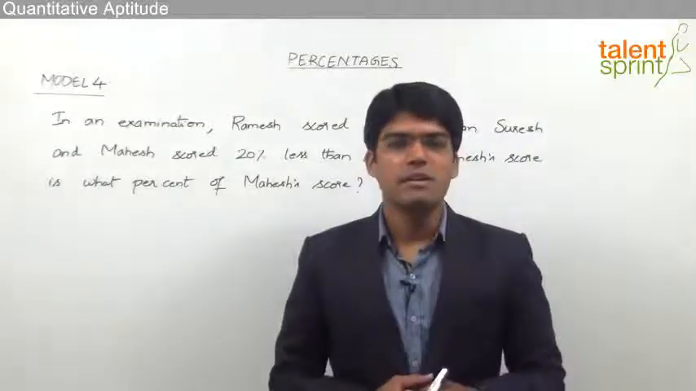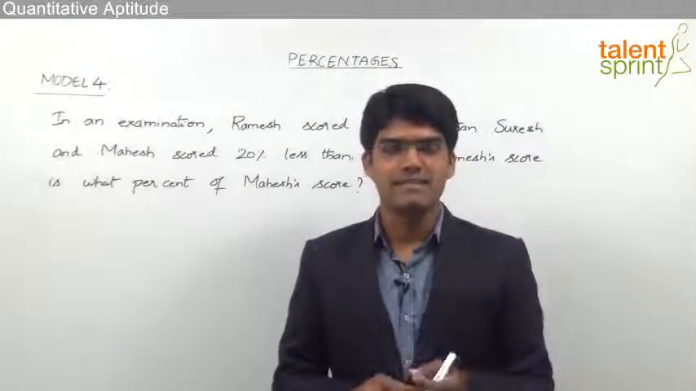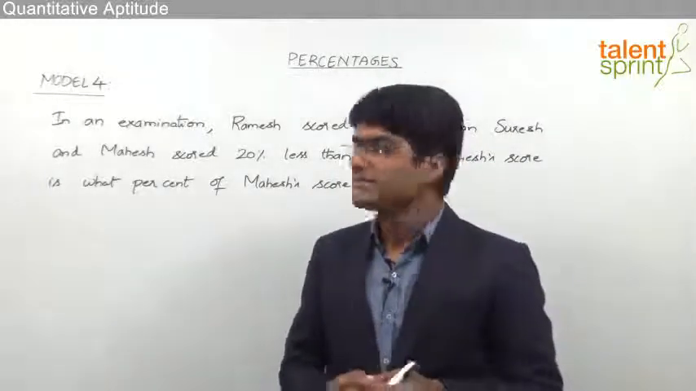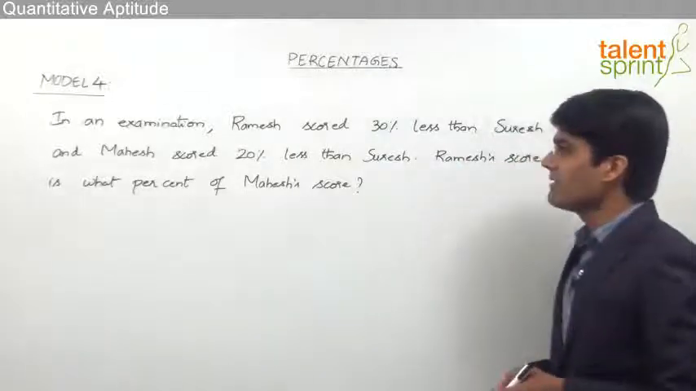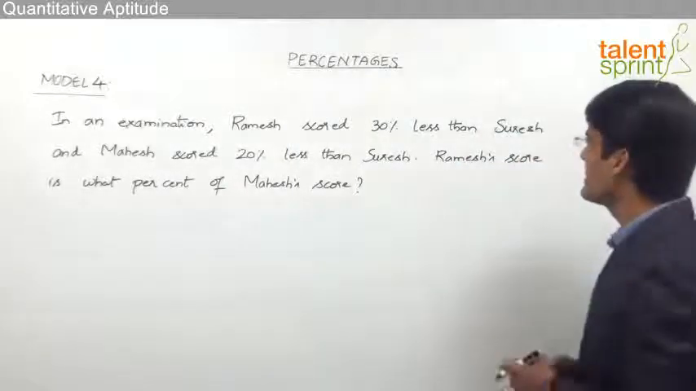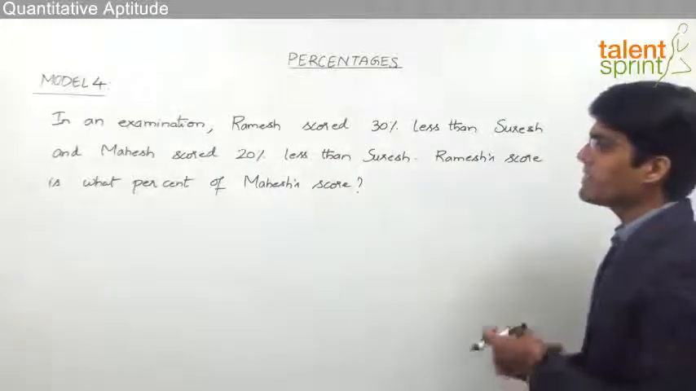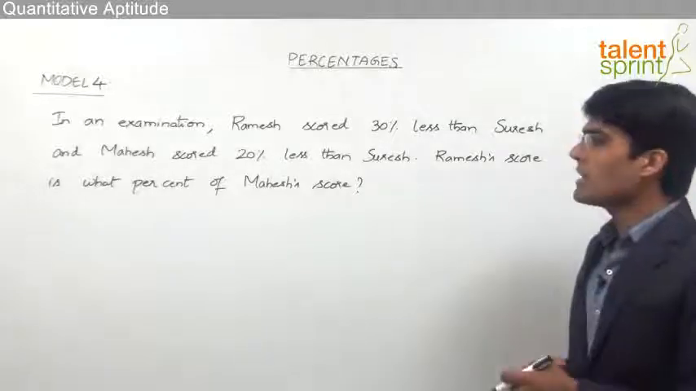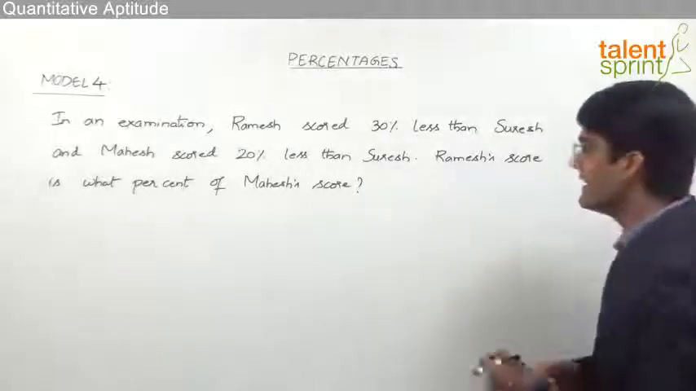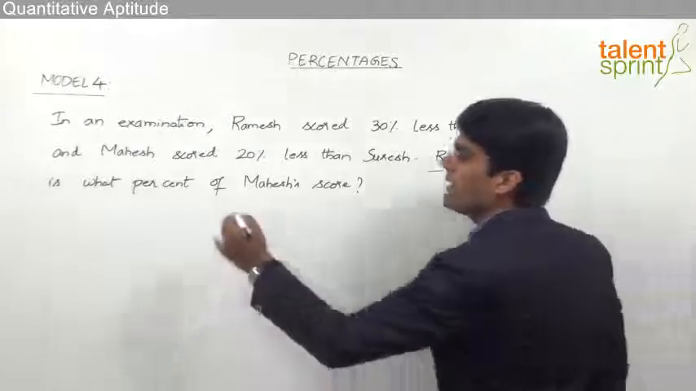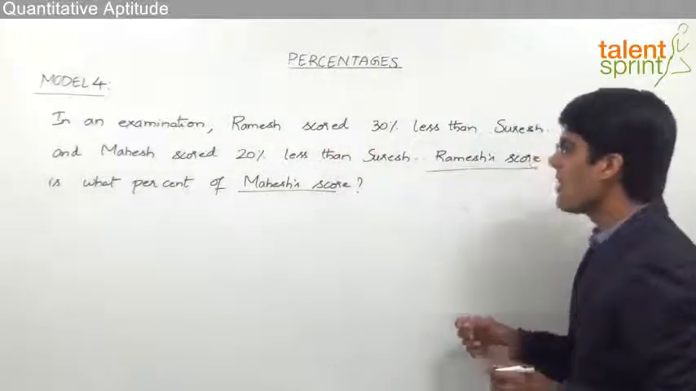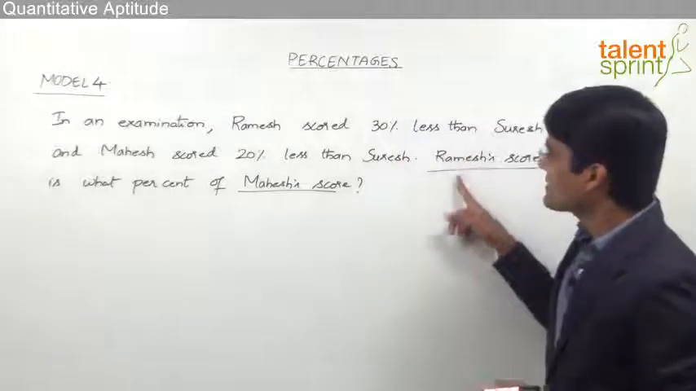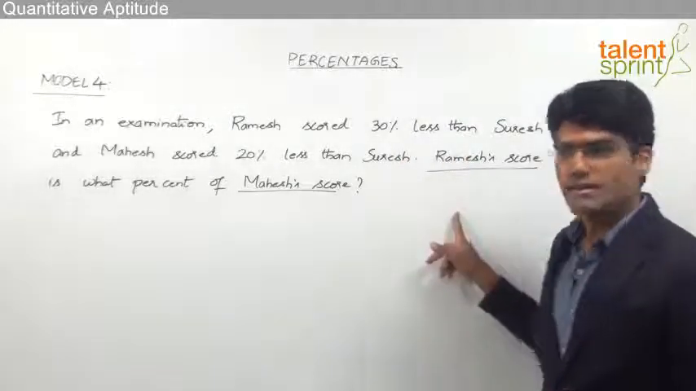Let us now take an example based on the model that we have just discussed. That is, X is what percent of Y should be equal to X by Y into 100. The question here is, in an examination, Ramesh scored 30% less than Suresh and Mahesh scored 20% less than Suresh. So Ramesh's score is what percent of Mahesh's score? As you can see here, the given question is in the form of X is what percent of Y. So our answer here should be Ramesh's score by Mahesh's score into 100.